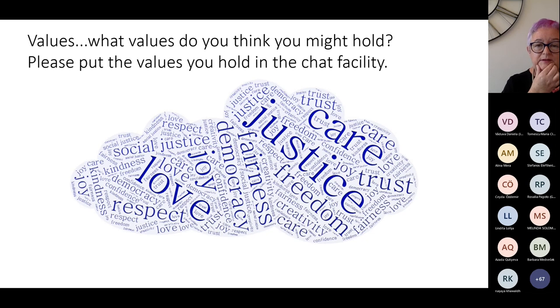Inclusion. Yes, it's funny. Some people immediately know what their values are, and then others find it difficult to think, well, what is it? But you know what? It's an important part of our own professionalism to have an awareness of what our values are.